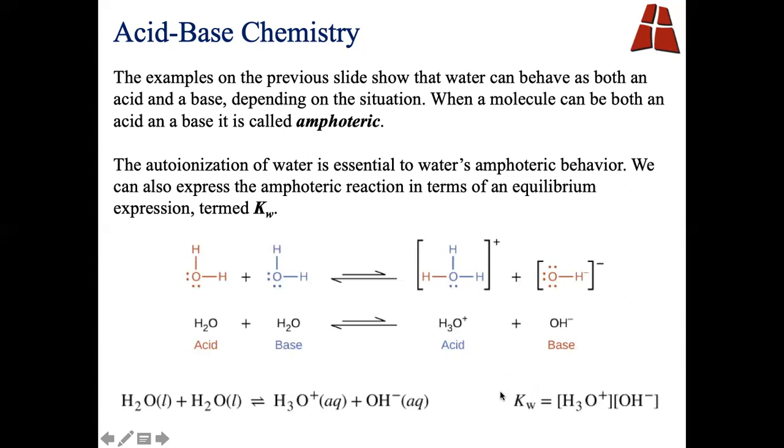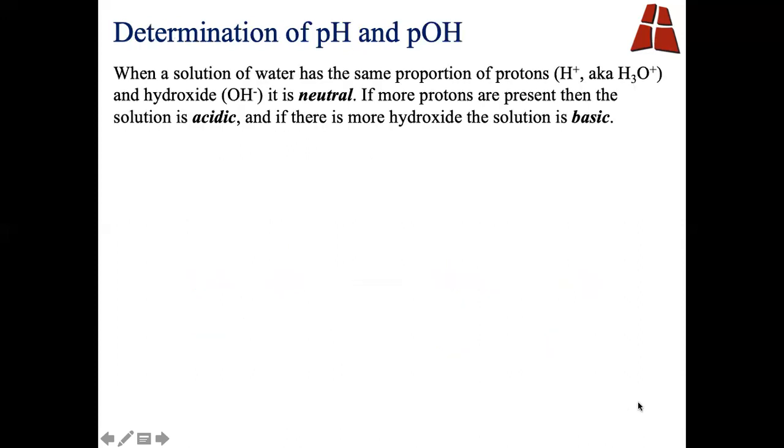So Kw is what we identify this process as, and it's still products over reactants, but because water is a pure liquid, we don't include it in our equilibrium expression. So Kw is equal to H3O+ times OH-. And this will become important anytime we're going to try and identify the pH of something.